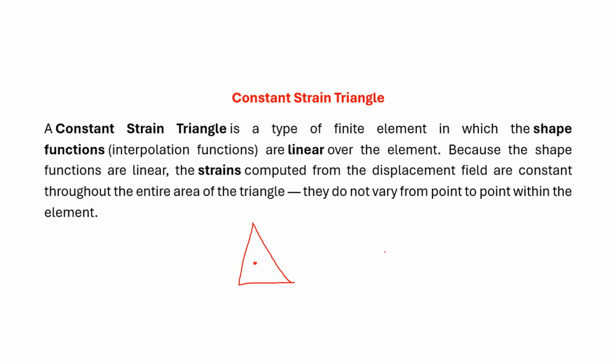Suppose you take this particular point in the element, the strain is represented by epsilon p. So this epsilon p is equal to a constant. Suppose you take another point, the strain is epsilon q. This is also constant and equal to epsilon p. Now, where do you get this strain? You are getting the strain from the displacement field, where the displacement field is u and v.